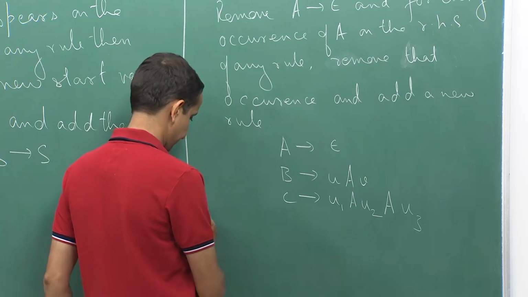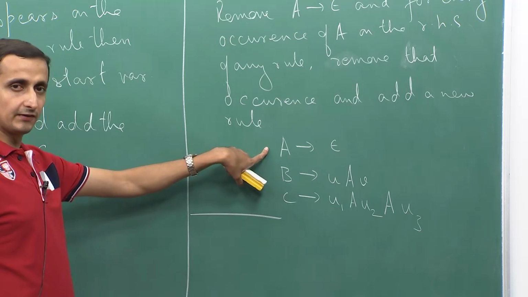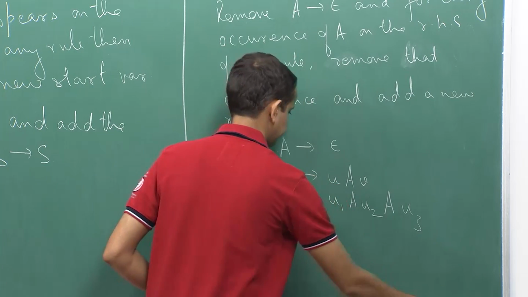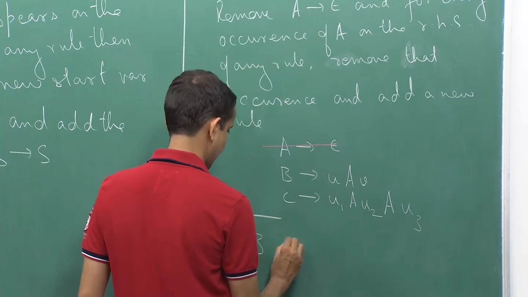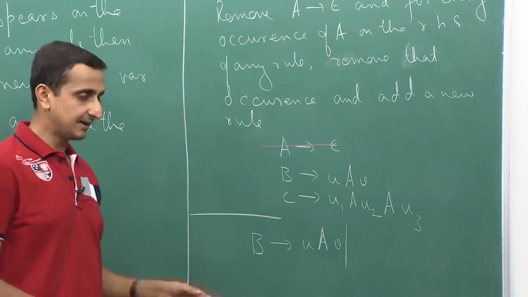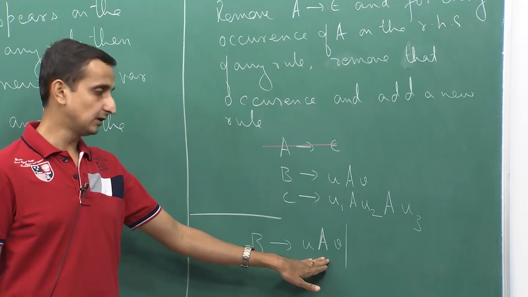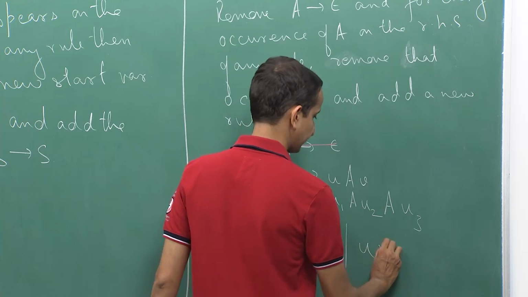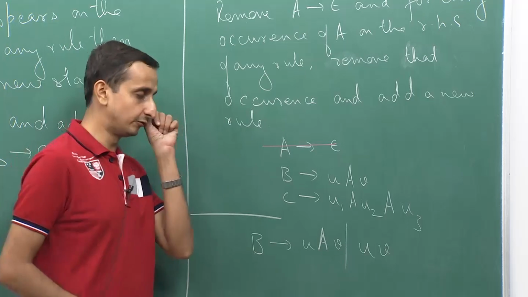So then what we do is we first remove A going to epsilon. Okay. So we remove A going to epsilon, and what we do is we have now B going to U A V. We add another rule by removing this occurrence of A. Okay. We do not remove the earlier occurrence, so we keep the earlier occurrence. So we add another rule B going to UV. So earlier we had B going to UAV, now in addition we have B going to UV.